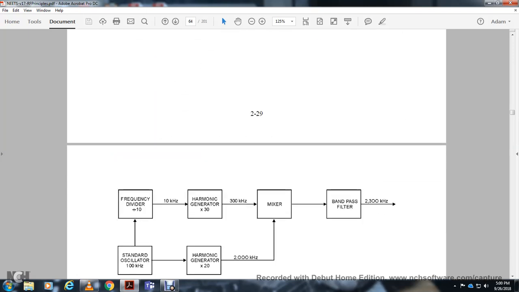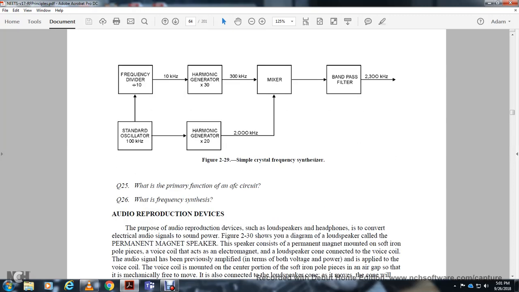The figure shows the frequency divider dividing down to 10 kilohertz, the harmonic generator times 30 giving 300 kilohertz in the mixer, and then the band pass filter. It shows the standard oscillator going through the frequency divider and the harmonic generator. The harmonic generator produces 2,000 kilohertz out of the 100 kilohertz. The mixer and the band pass filter mix the frequency with the harmonic in the first 30 harmonic generator, and the band pass filter outputs 230 kilohertz.